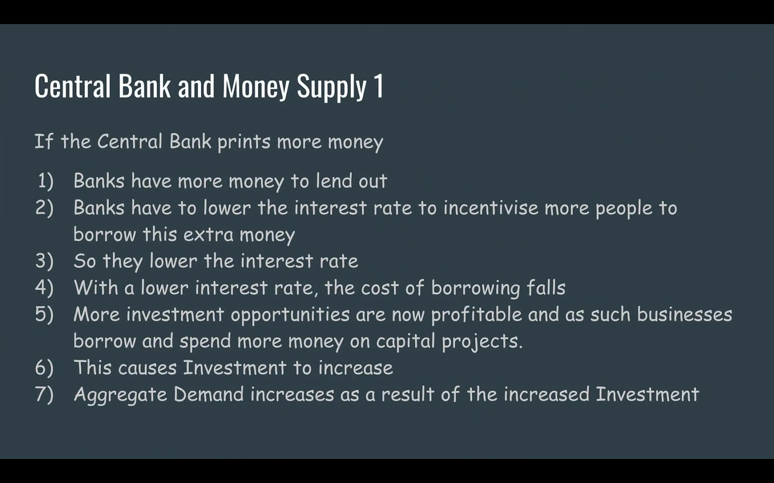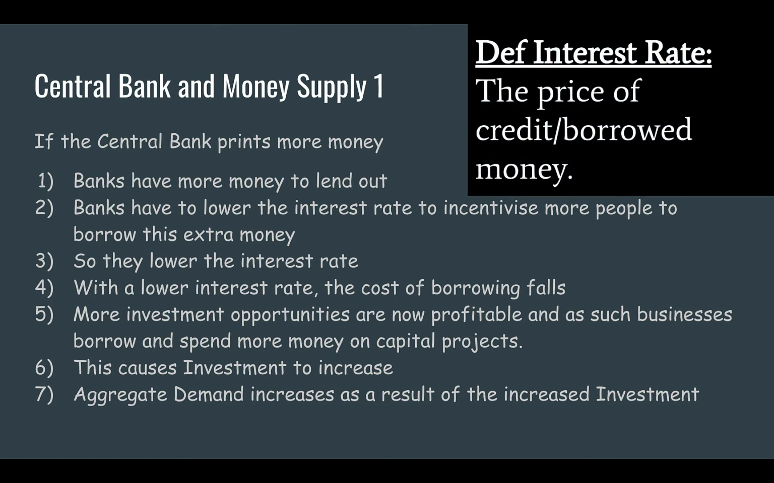Well, how is investment affected? Well, the central bank prints more money. Banks have more money to lend out. They want to make a profit on this extra money, but they can't force anybody to borrow it, so they have to incentivize people to borrow this extra money. Well, how do they incentivize people? Well, they lower the interest rate. What's the interest rate? The price of credit or borrowed money. Let's not forget that now, okay? So with the lowered interest rate, the cost of borrowing falls. We've said that for consumption. Now we're talking about investment.